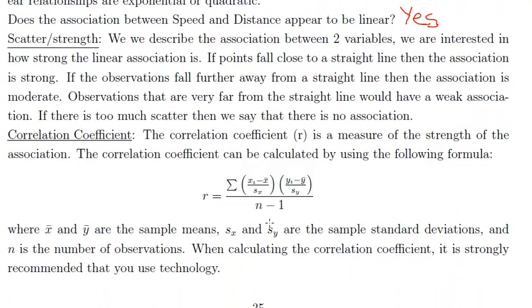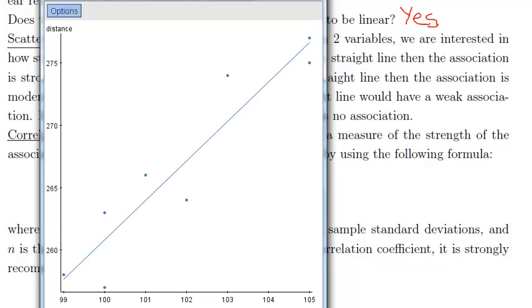Another thing we like to describe is what we call scatter or strength of the association. So let's go back. And you can see the points fall pretty close to the line. That means there's a strong association. That means that speed is strongly related to distance. So if you know the particular speed, you can make a good prediction about the distance.